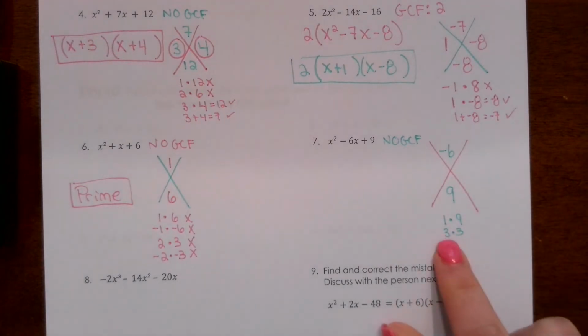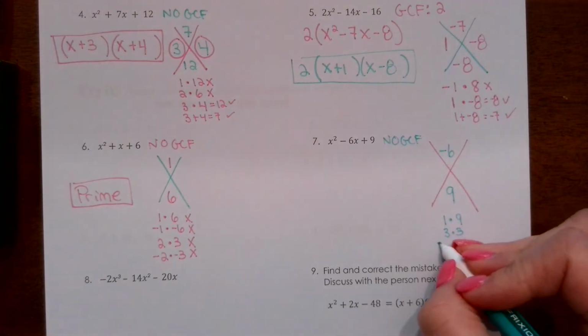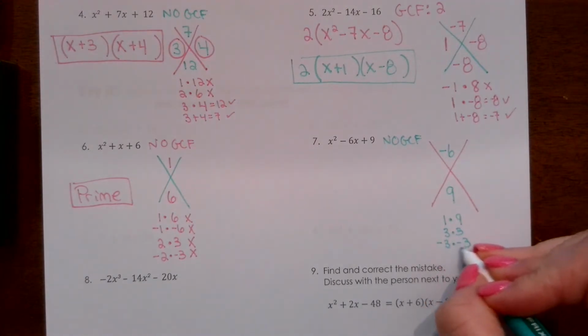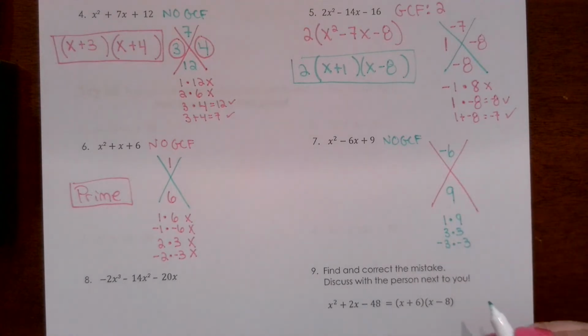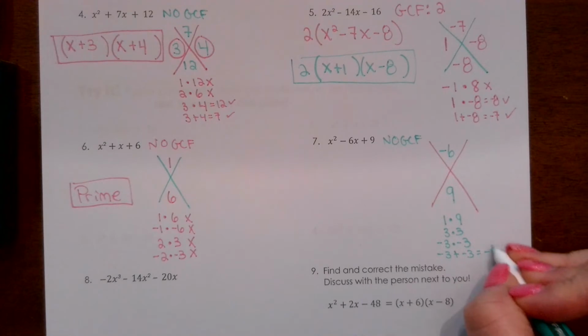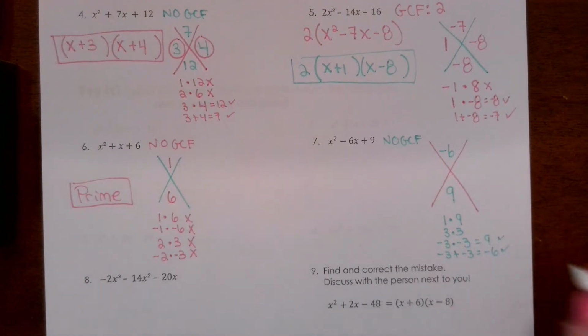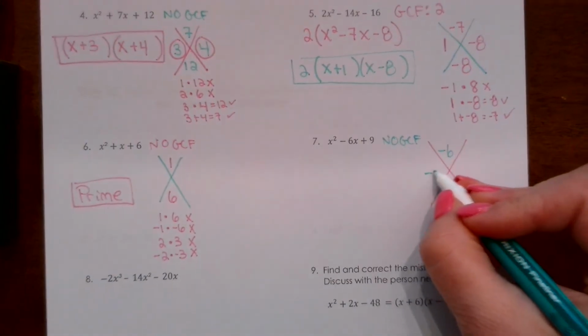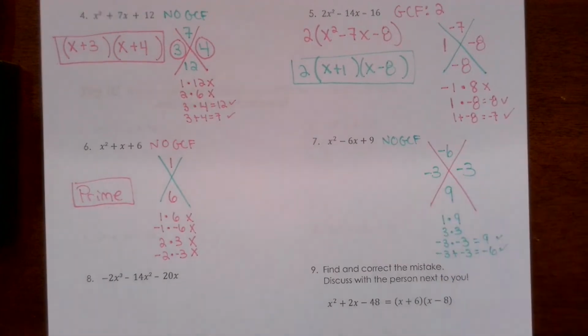3 times 3 works. What's 3 plus 3? It's positive 6. I could do negative 3 times negative 3. That equals a positive 9. And negative 3 plus negative 3 equals negative 6. So this is what I'm looking for, a negative 3 and a negative 3.